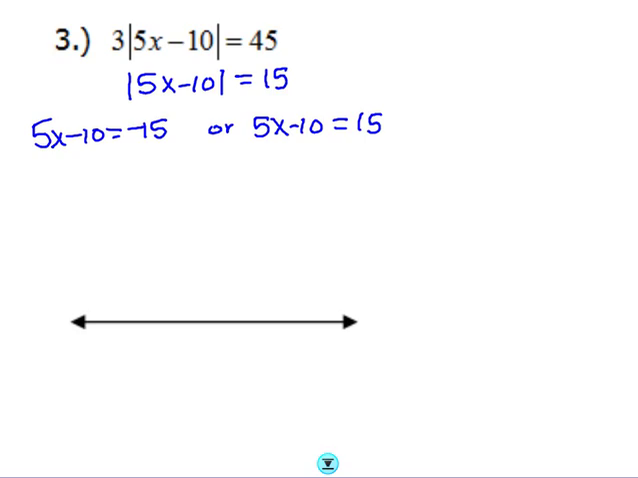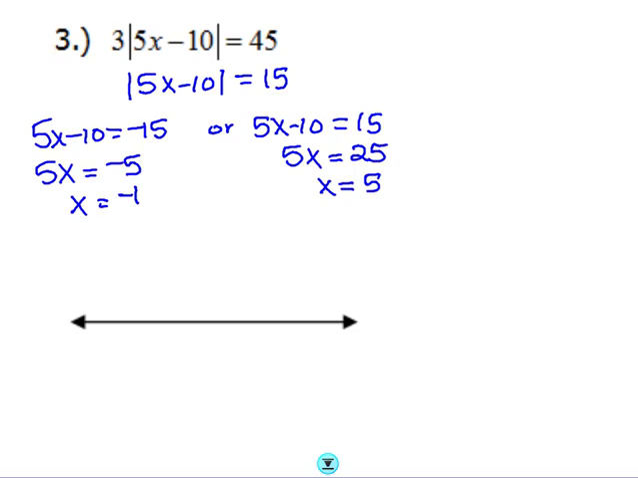Step 3, solve for x. So I'm going to add 10. So negative 15 plus 10 is negative 5. Divide by 5 and get negative 1. And I'll check before I graph. Solve the second equation. Add 10. 5x equals 25. Divide by 5. So 25 divided by 5 is 5.